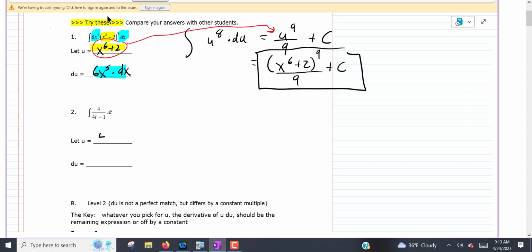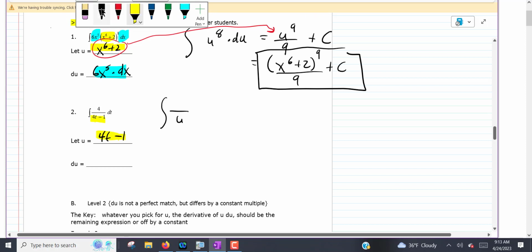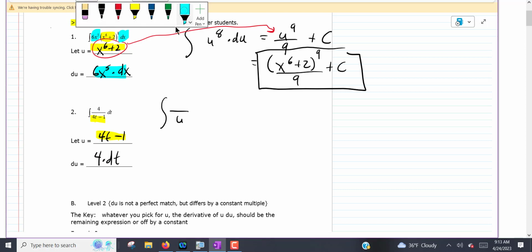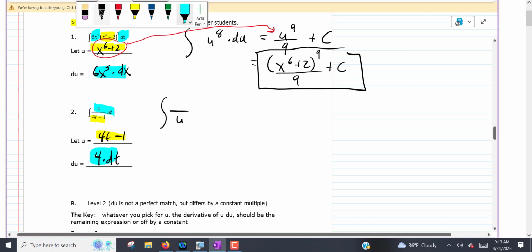4t minus 1. Okay, and the idea is you might end up with an integral with 1 over u. So we got that taken care of. Now again, you do the derivative. The derivative of 4t minus 1 is 4 times dt. You want to notice that that does match what's left over. So that means you did choose your u right.